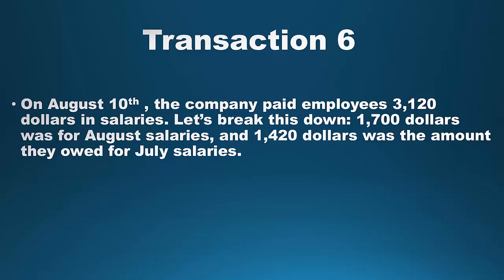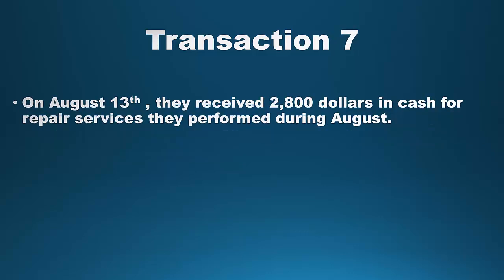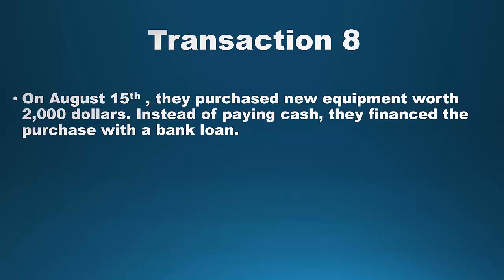6. On August 10th, the company paid employees $3,120 in salaries. Let's break this down. $1,700 was for August salaries, and $1,420 was the amount they owed for July salaries. 7. On August 13th, they received $2,800 in cash for repair services they performed during August. 8. On August 15th, they purchased new equipment worth $2,000. Instead of paying cash, they financed the purchase with a bank loan.